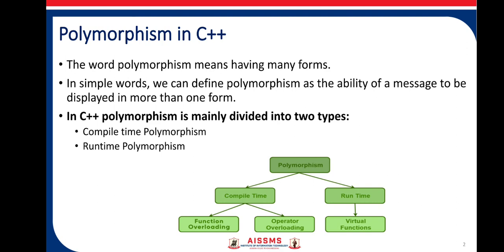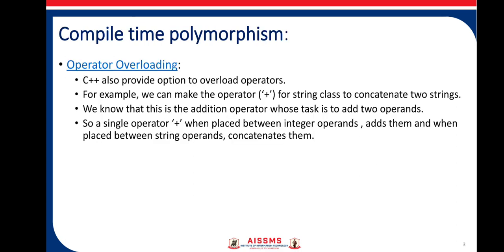So you can see from this chart, polymorphism is basically having two types, compile time and runtime. And in compile time, we have two methods to implement compile time polymorphism. First is function overloading and second one is operator overloading. In this video, we will discuss operator overloading, which is a compile time polymorphism. So in operator overloading, C++ provides the option to overload the operators. For example, we can make the operator plus for string class to concatenate two strings.